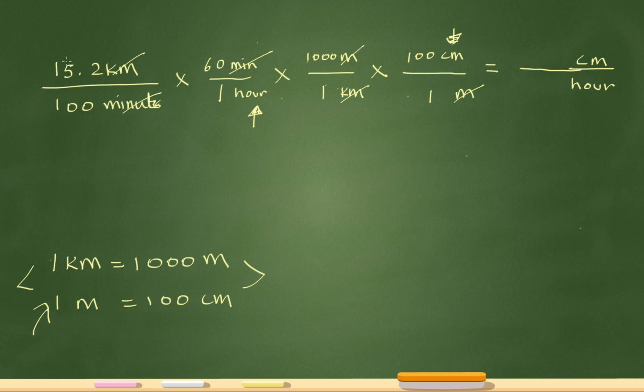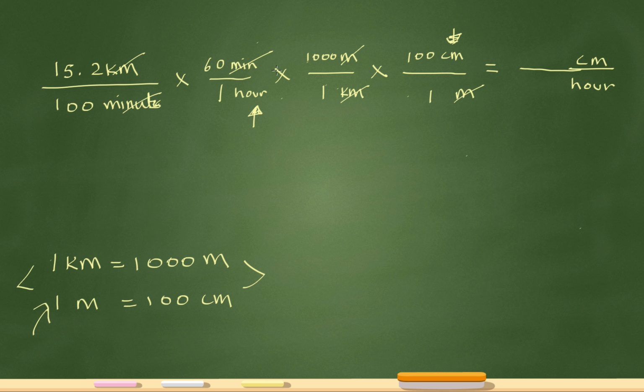So now all I'm going to do is multiply the numbers at the top, multiply the numbers at the bottom, and figure out my final answer. So you see that 100 and that 100 will cancel out too. So all I'm really doing is 15.2 times 60 times 1,000. But if that doesn't click with you, you can do 15.2 times 60 times 1,000 times 100, and then at the denominator you'll have 100 times 1 times 1 times 1, which is just 100. You can go from there.